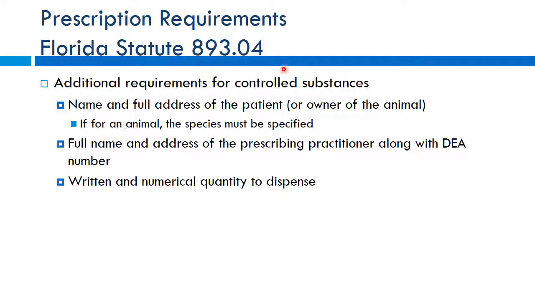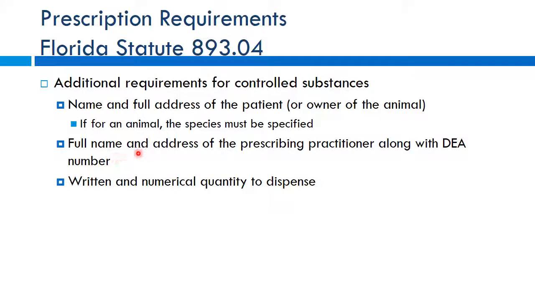But additional requirements for a prescription, you have to have the full name and address of the patient, or if it's an animal, you have to put the owner on there. Sometimes animals will be on controlled substances, usually it's like phenobarbital for seizures or something like that, so that's probably the most common one I run into. And then for the animal, you have to specify what the species is. Some of your patients may be animals, but you don't have to write down human on there.